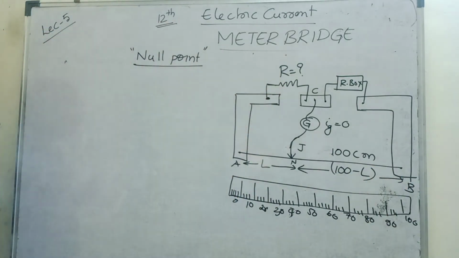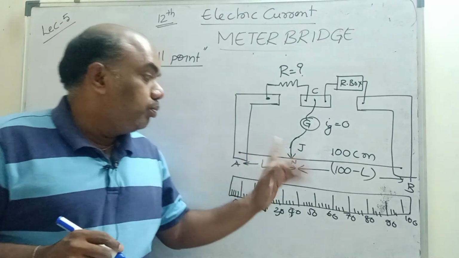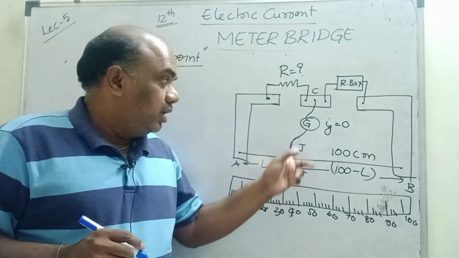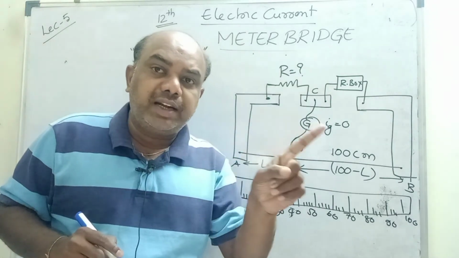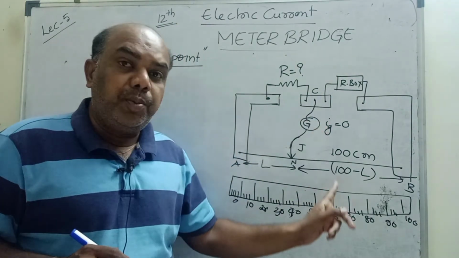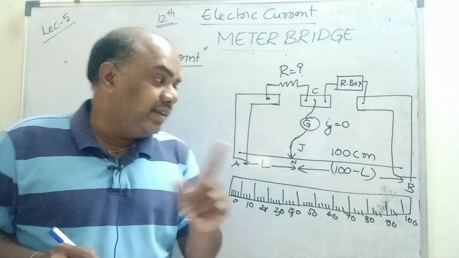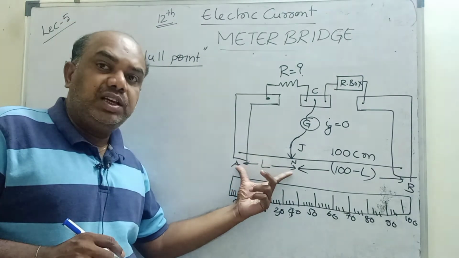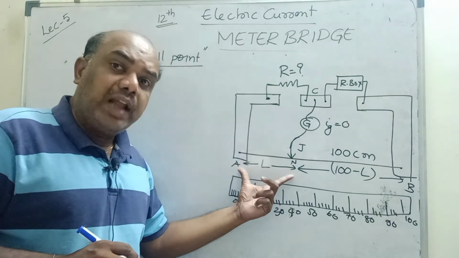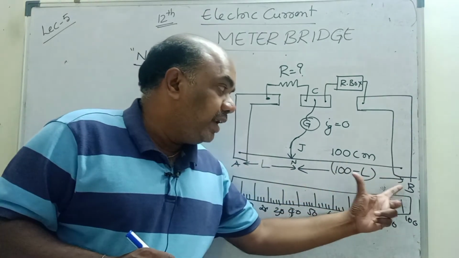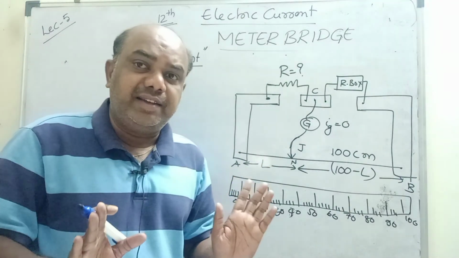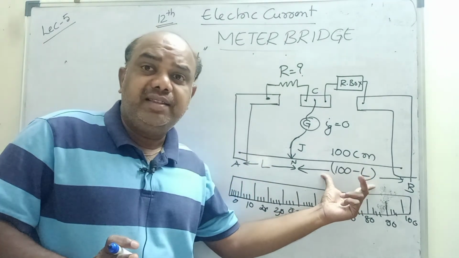Understand, children? Once again I am repeating. If you move the jockey from A to B, at a particular point the galvanometer does not deflect. That means the galvanometer does not show any reading. That point is called the null point. Whenever the null point is present, measure the distance between A and the jockey, that is L. L is the distance between A and the null point. From the null point to the remaining point is 100 minus L, because the total length of the wire is 100 centimeter.